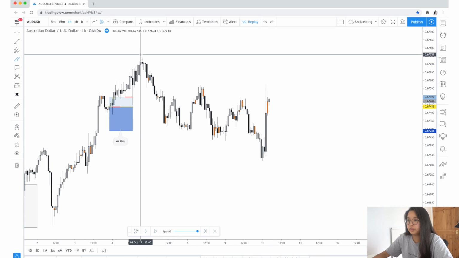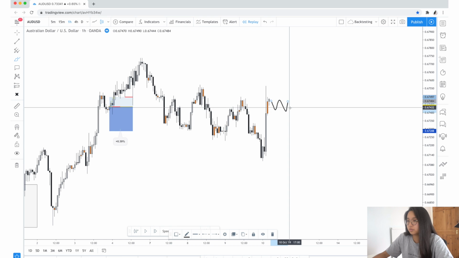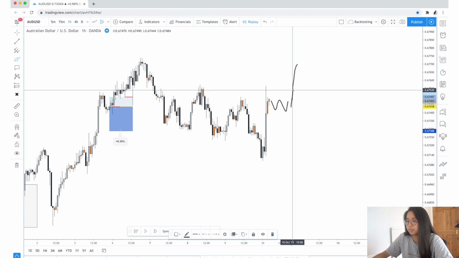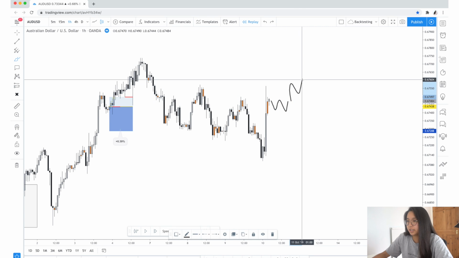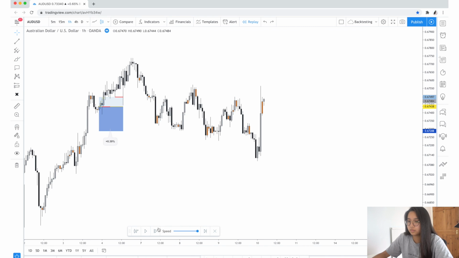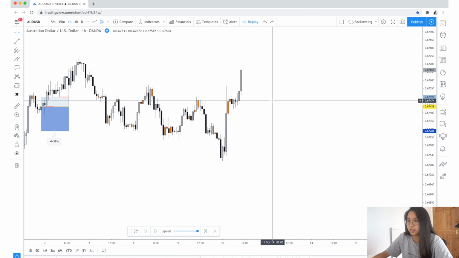Now we've sort of broken this, but we've broken it with a wick. With this wick, we're likely to see some sort of range or corrective behavior. But let's see if we continue up, or if we just end up breaking highs, retracing, and then coming back down into the pattern. So we're having this, okay, this looks nice.